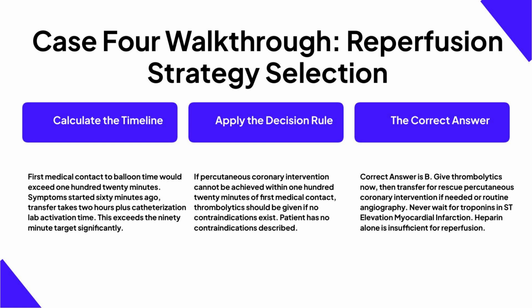Now apply the decision rule. If percutaneous coronary intervention cannot be achieved within 120 minutes of first medical contact, thrombolytics should be given if no contraindications exist. This patient has no contraindications described. The correct answer is B. Give thrombolytics now, then transfer for rescue percutaneous coronary intervention if needed, or routine angiography. Remember, never wait for troponins in ST elevation myocardial infarction, and heparin alone is insufficient for reperfusion.